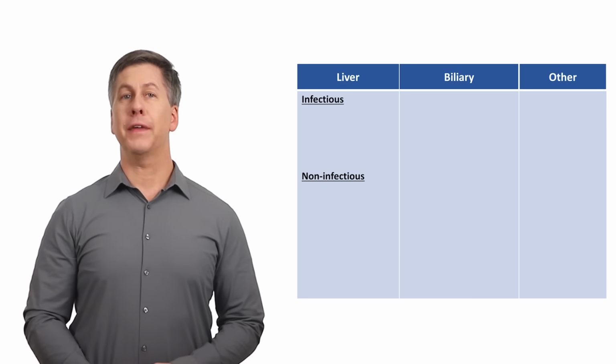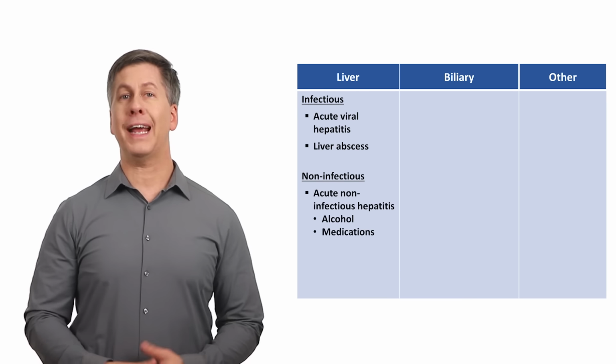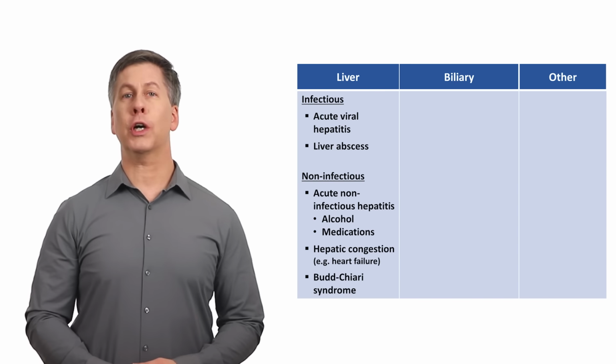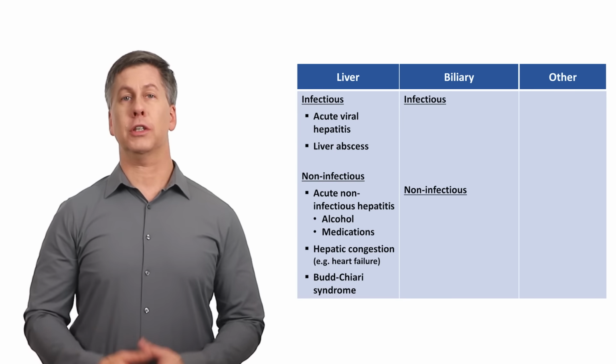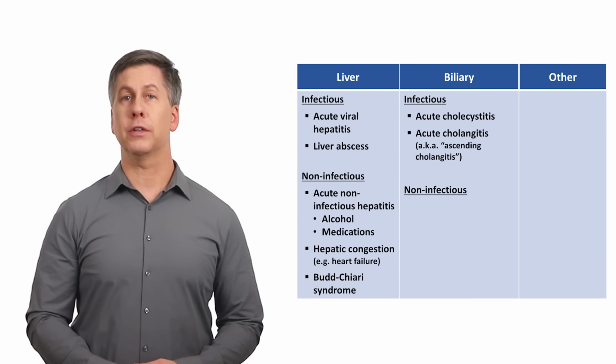Under infectious is acute viral hepatitis and a liver abscess. Non-infectious causes include alcohol and medication-induced hepatitis, hepatic congestion from heart failure, and Budd-Chiari syndrome caused by obstruction of the hepatic vein. Biliary pathologies can also be divided into infectious and non-infectious. Under infectious are acute cholecystitis, which is inflammation and infection of the gallbladder, and acute cholangitis, which is inflammation and infection of the common bile duct.